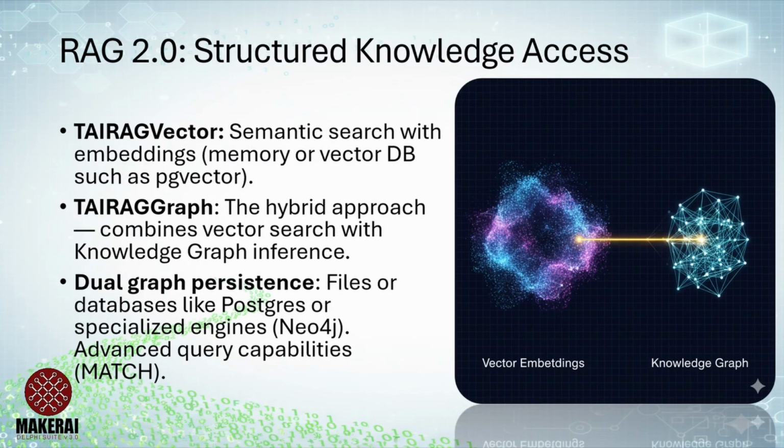Gustavo, a key point in enterprise environments is specific knowledge. How do we make the AI understand our data? This is where our RAG 2.0 engine makes a huge difference. We start with RagVector, which is based on semantic searches. It converts your documents into numerical vectors that capture meaning. So when you search, you're searching by idea, not by keywords.